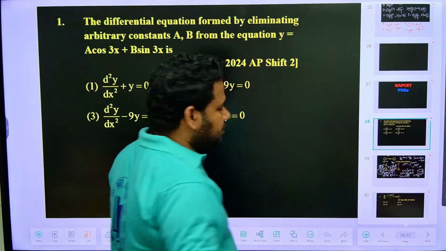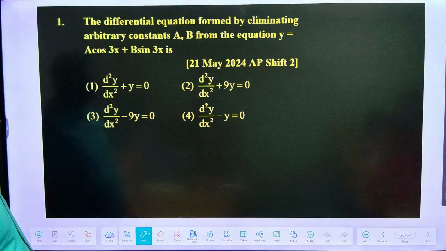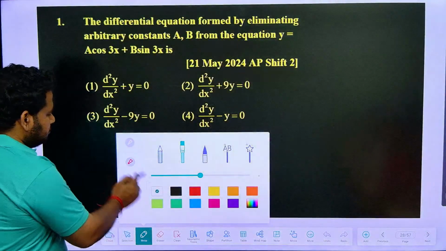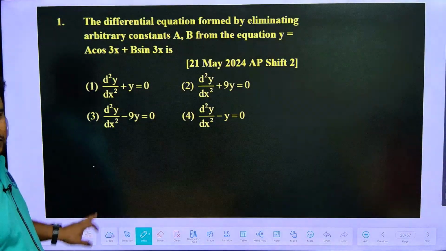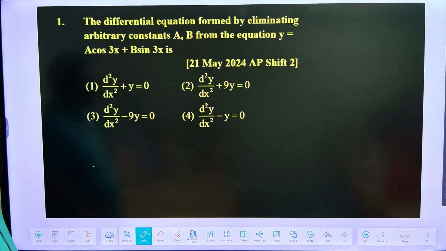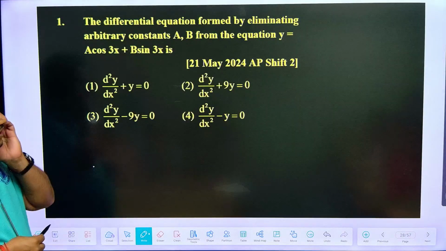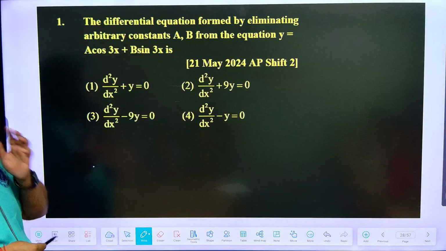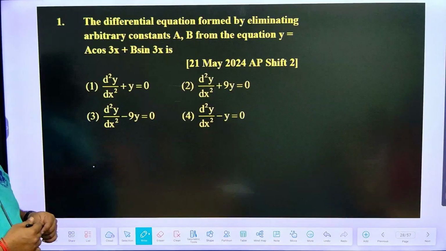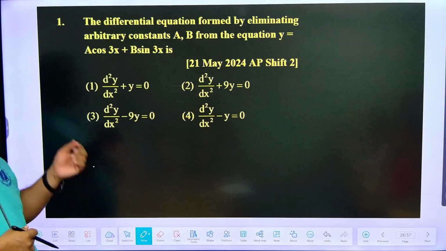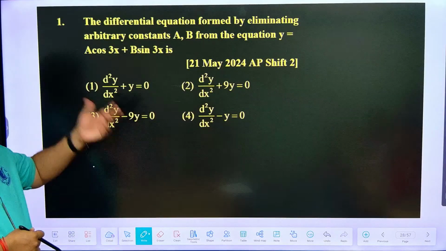look at the question, all of you. Just listen. The differential equation formed by eliminating arbitrary constants a and b from the equation y is equal to a cos 3x plus b sin 3x. What is the answer? Second option. Okay, fine. It is a textbook question. Here they have given the solution, and we have to find the differential equation.